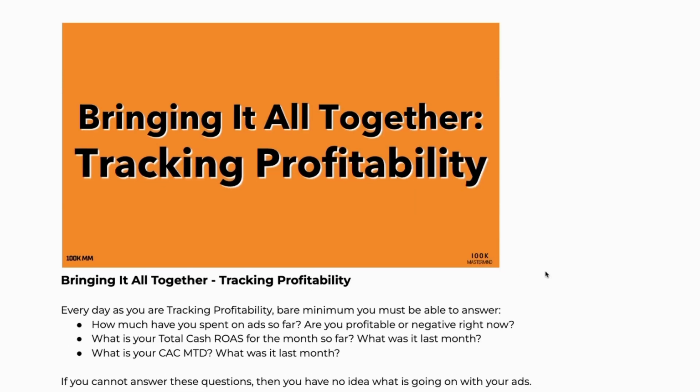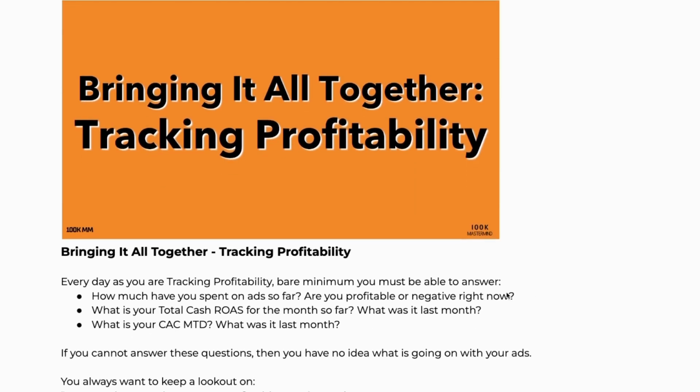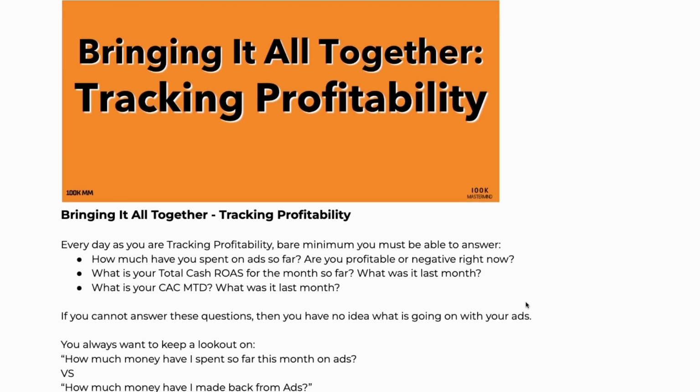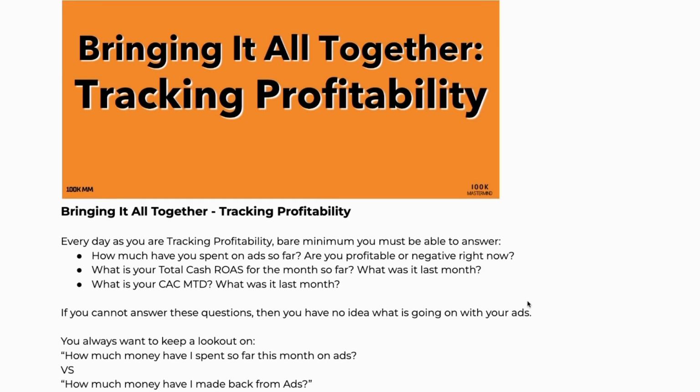Let's talk about bringing it all together. Every day as you track profitability, you have to keep an eye and a pulse on, hey, how much have I spent on ads so far? And am I profitable right now? Maybe I'm not profitable. I've got to keep an eye on that. What is my total cash ROAS for the month so far? What was it last month? How am I doing compared to last month? What is my CAC month to date? What was it last month? What is it this month?